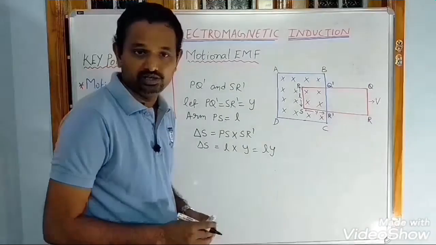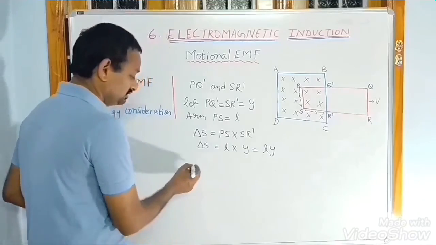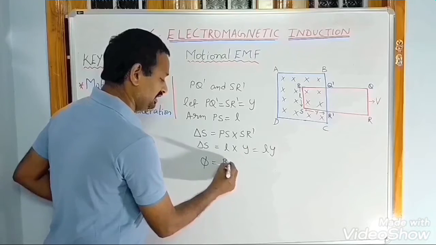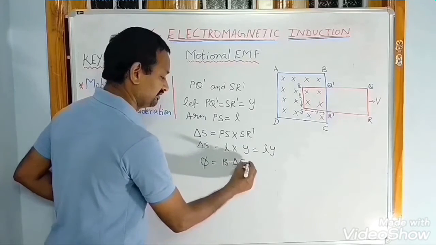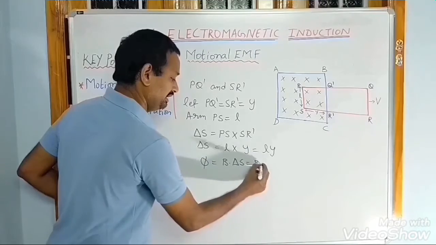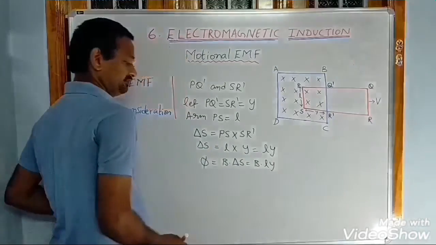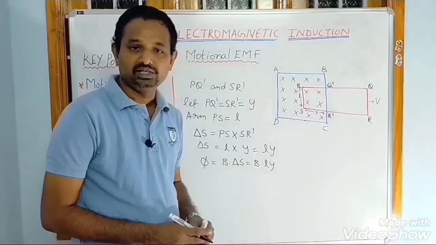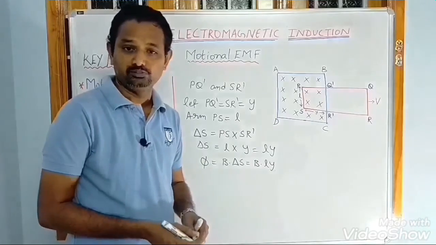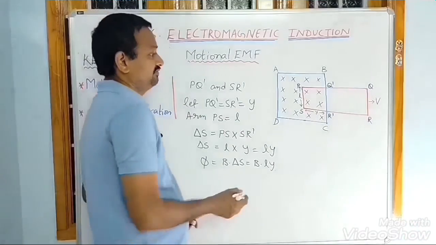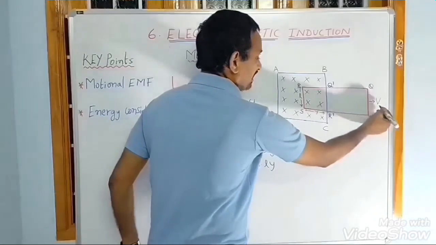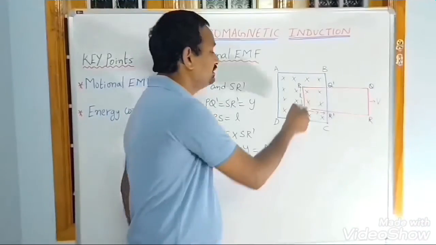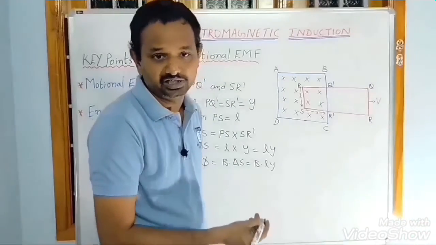Here I want to find magnetic flux. Magnetic flux phi equals strength of the magnetic field into area, that is del S. So what will I get? B into del S, that is B into L into Y. Now I will calculate the rate of change in magnetic flux. Why? Because if I move this coil with a velocity v out of this magnetic field, there will be a change in magnetic flux in the given time t.